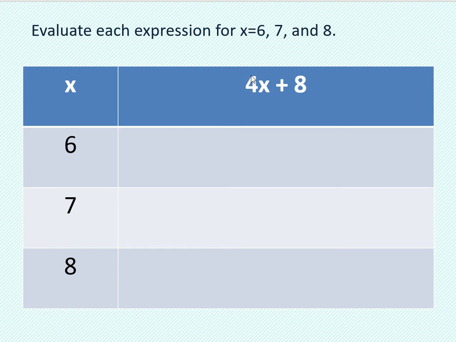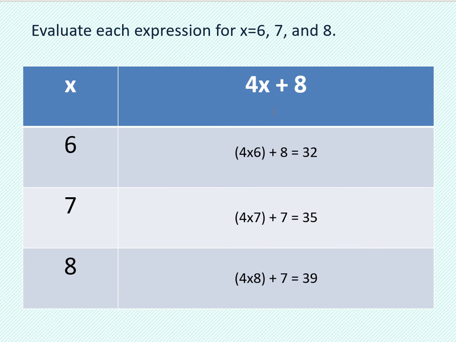So for this, you would say 4 times 6 and solve for that. 4 times 6 equals 24. And then you would add 8 to that. 24 plus 8 equals 32. Now pause the video and solve for x equals 7 and x equals 8. Then start your video again and check your answers.